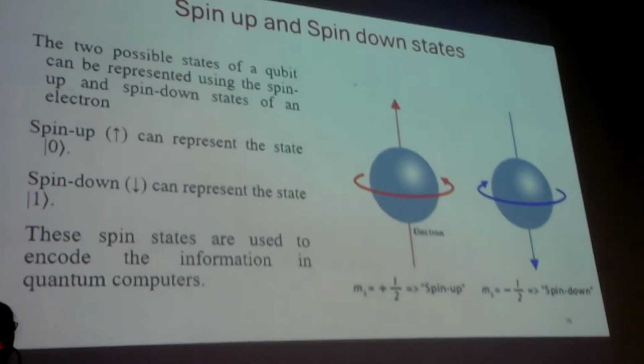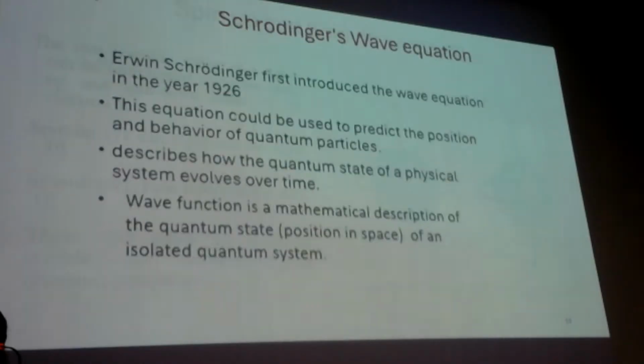As I said, spin up and spin down states are extremely important to understand the working of the qubit. The two possible states of the qubit can be represented using spin up and spin down states. Spin up represents state 0 and spin down represents state 1. These are used to encode the information in quantum computers. And if you say spin up is plus half and spin down is minus half, as we have seen.